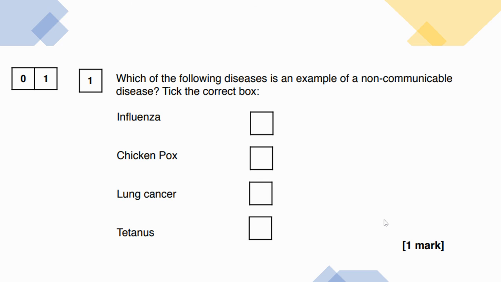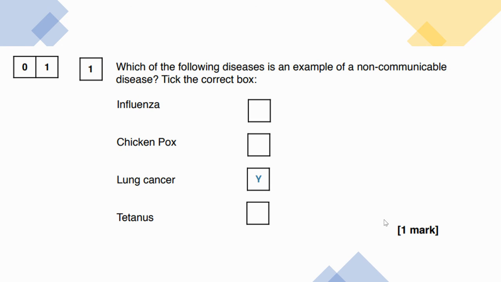Okay, so this is just a 1 marker. Make sure to pause the video and have a go. And this is the answer.